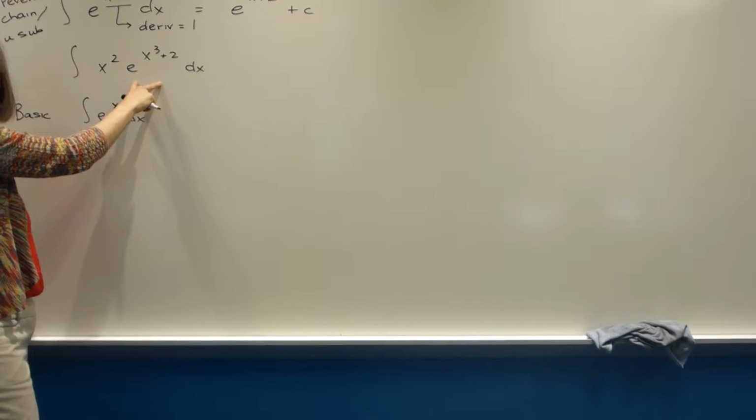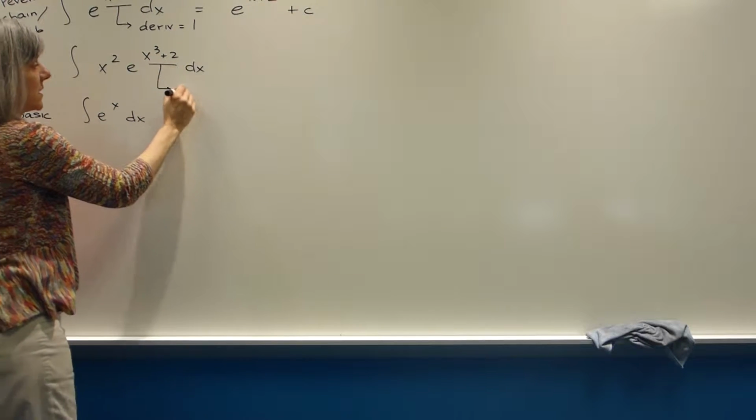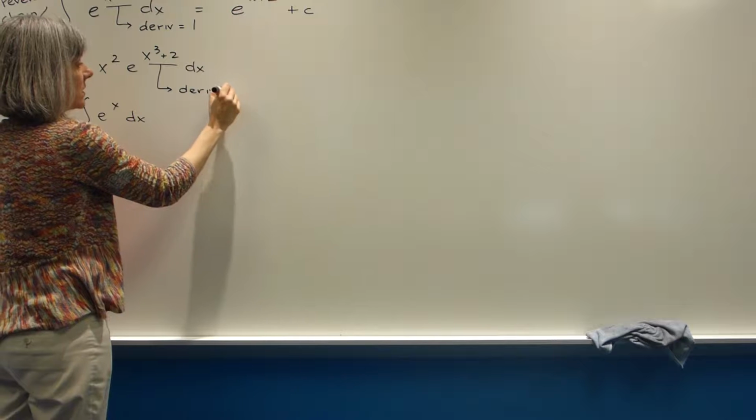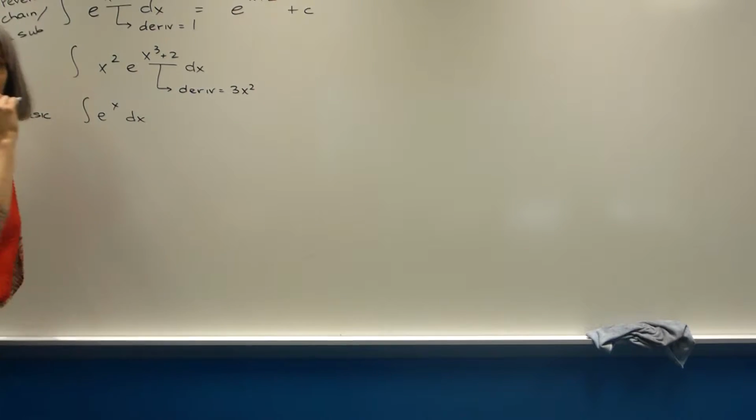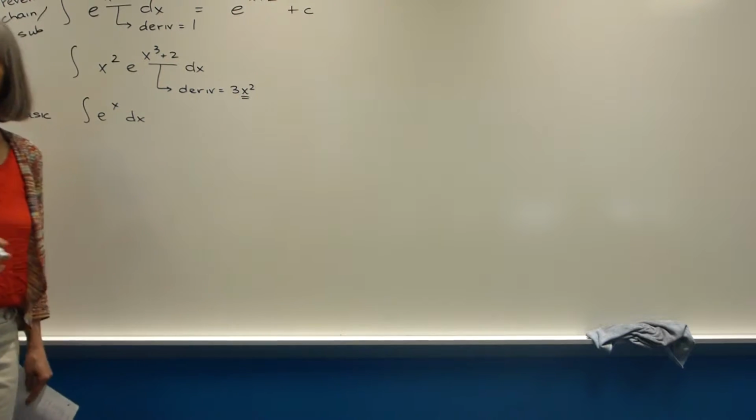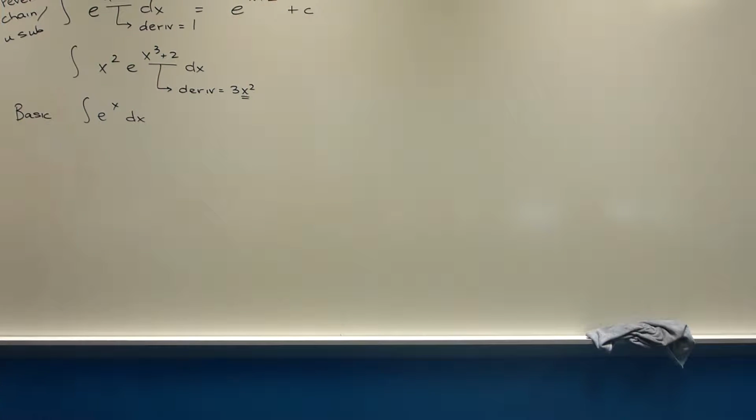Is this a composite function? Yes. So here's your inside. Derivative is 3x squared. So do I have that? You have the important piece. You have the x squared. So do we want to do it?